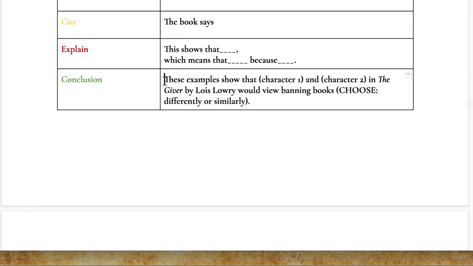Finally, here at the end, let's talk conclusion. So we're going to wrap it all up with one neat statement that kind of sums everything up, saying these examples show that character 1 and character 2 in The Giver by Lois Lowry would view banning books differently or similarly. A good conclusion effectively is just like restating your thesis, saying your main idea one last time.